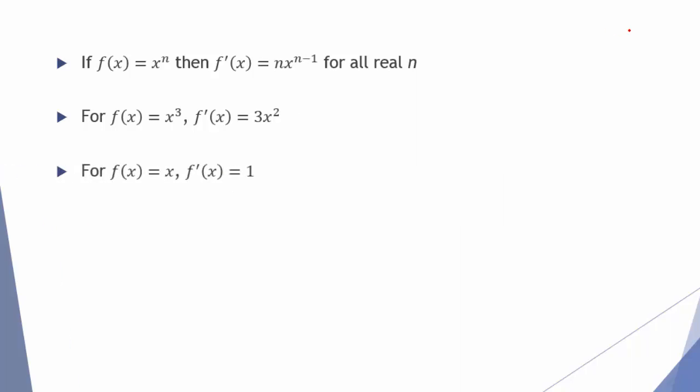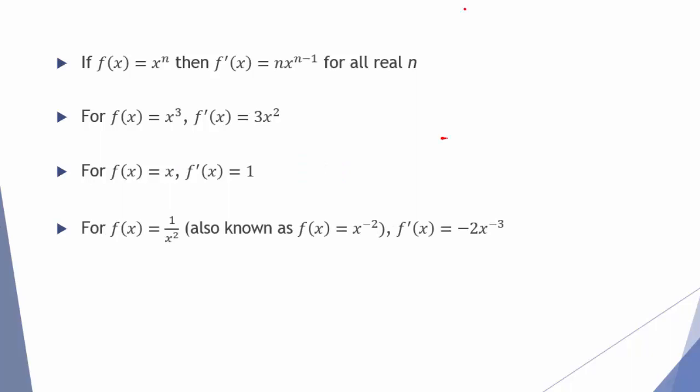For f of x equals x, remember that is technically x to the first power. So if I put in an intermediate step, I would drop 1 as a coefficient. I would have x to the new power of 1 minus 1, also known as 0. But what is x raised to the 0 power? Well, that's just 1. So this becomes 1 times 1, also known as 1. So the derivative of x is 1.